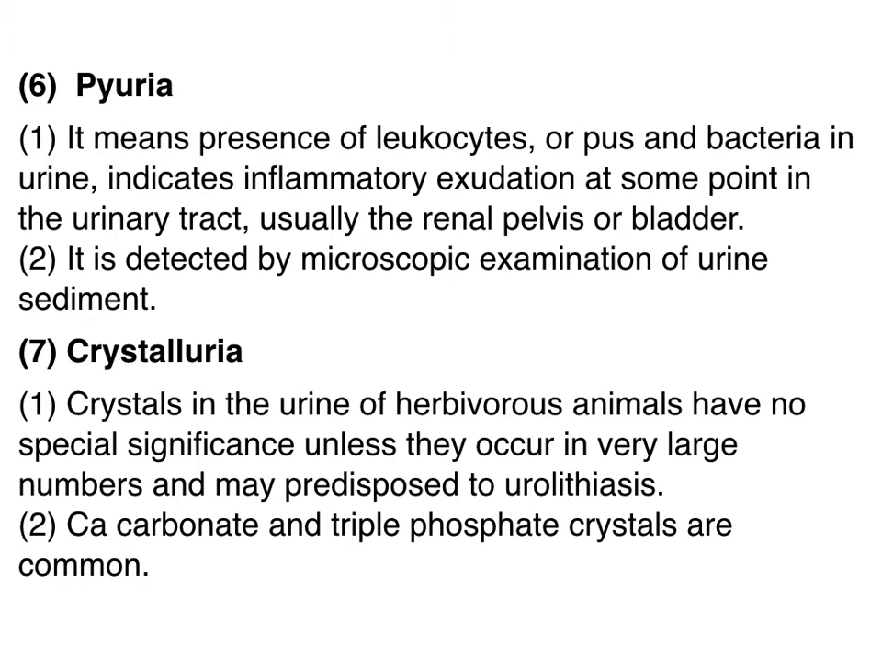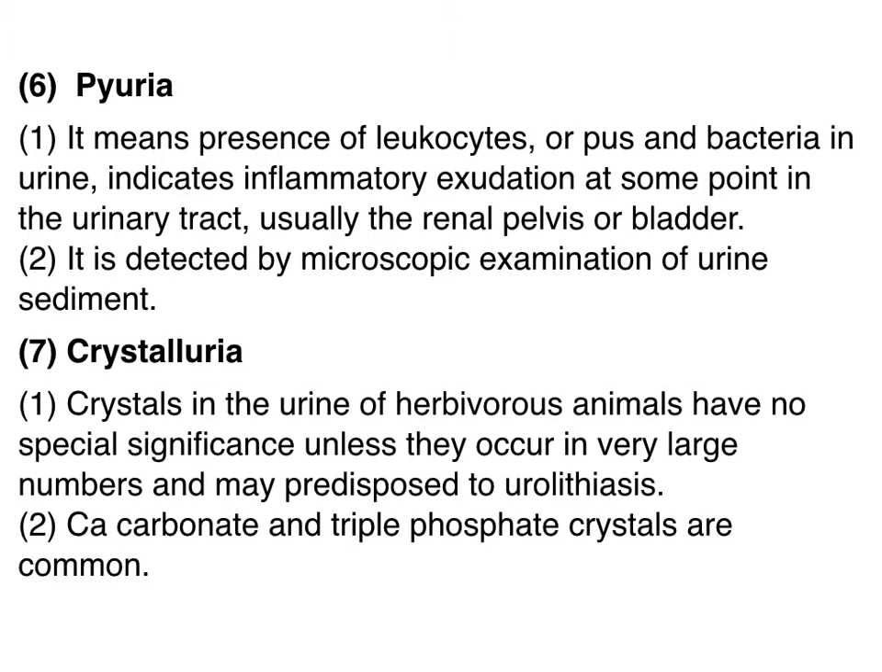Other changes that we may see in the urine is pyuria. It means the presence of leukocytes, white blood cells in the urine, or pus and bacteria in the urine, which indicate an inflammatory process and exudation at some point in the urinary tract, usually the renal pelvis or bladder. It is detected by microscopic examination of the urine sediments.